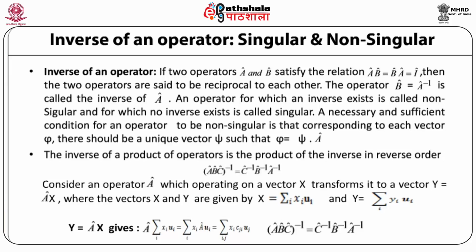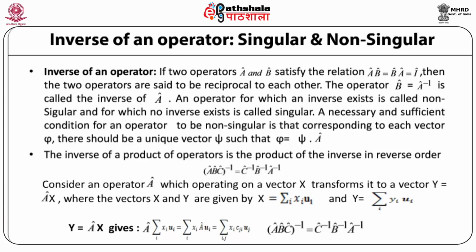Now let us consider an operator A which is operating on a vector x and transforms it to a vector y such that vector y is equal to operator A acting on the vector x, where the vectors x and y are given by x vector is equal to summation over i xi ui, and the vector y is equal to summation over i yi ui.